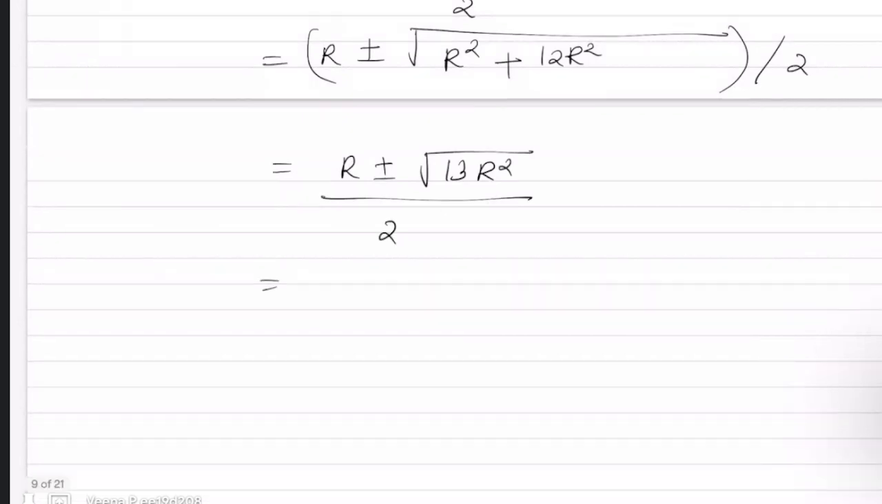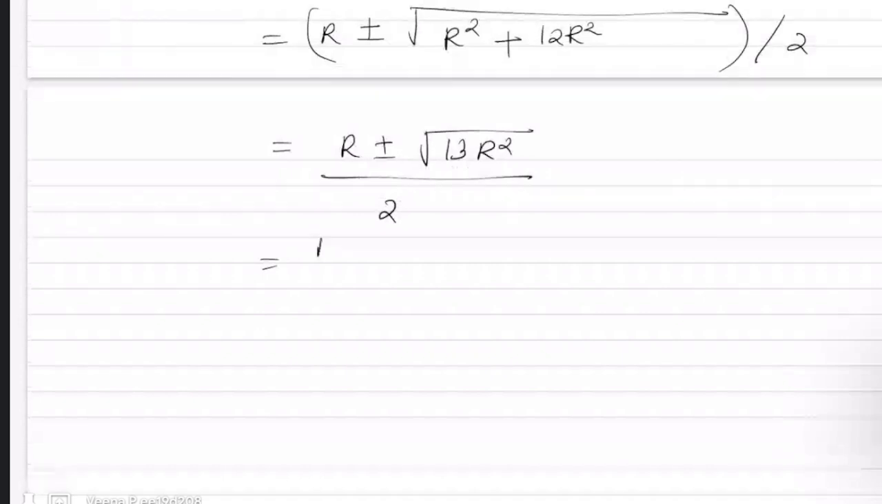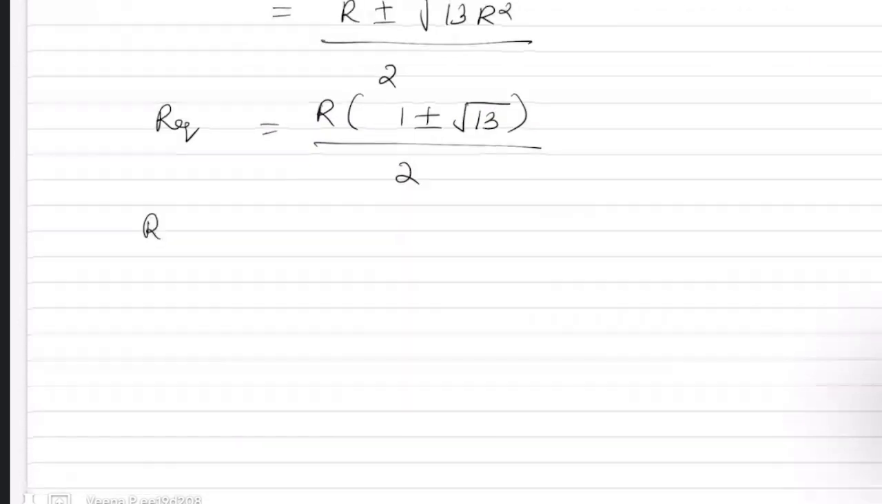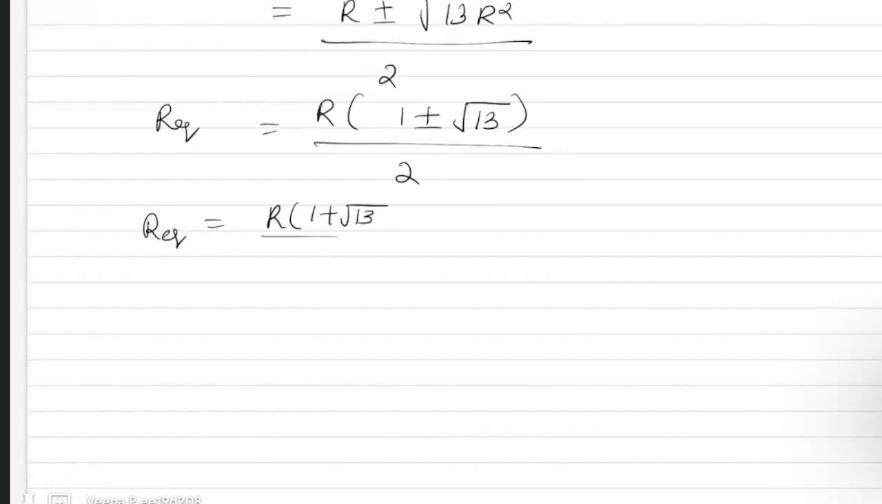So under root r square is r. So you can take r outside: 1 plus or minus under root 13 by 2. So r equivalent can have two solutions. One is r into 1 plus under root 13 by 2, or r equivalent can be r into 1 minus under root 13 the whole by 2.